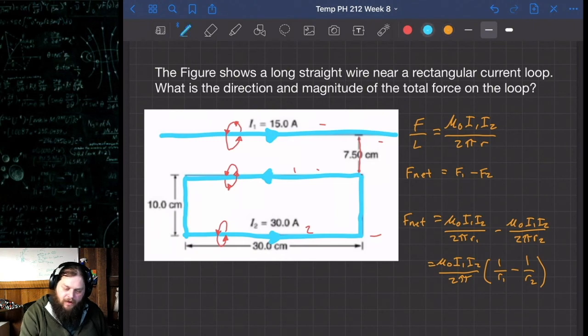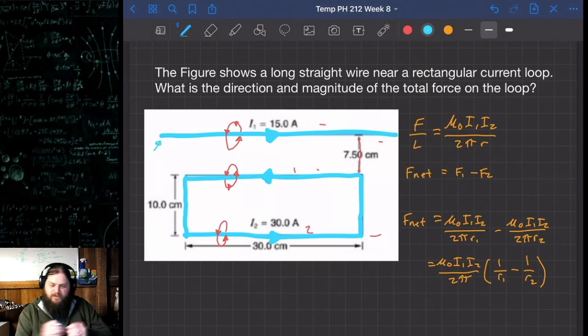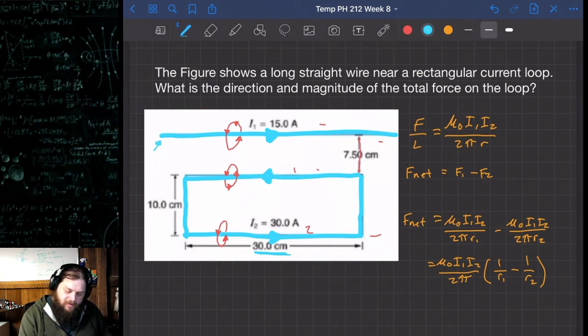So now defining the variables and the values we have, we say the F is the force on the long wire, L is the length of the wire segment. In this case, this one up here is just really long, but the only time that those two wires run in parallel is for this distance here, 30 centimeters. So I can say L is equal to 30.0 centimeters, which is going to be equal to 0.300 meters.